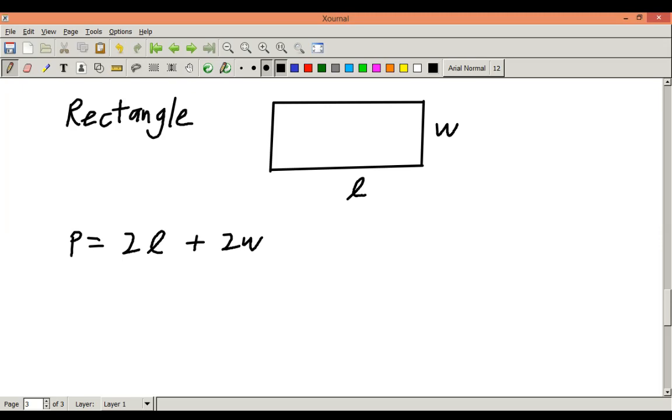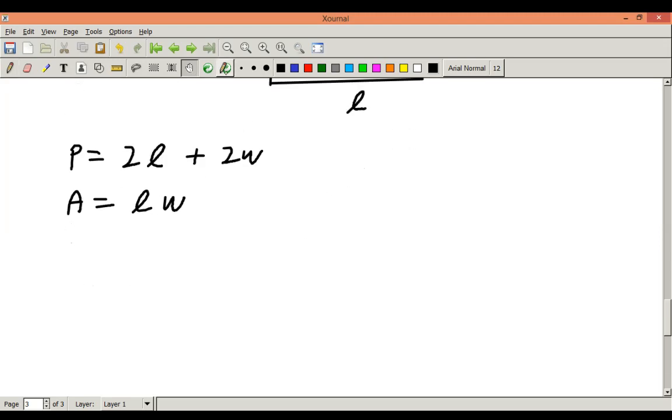So that's going to be your perimeter. And then your area formula for that rectangle is just going to be length times width, like we did on that previous screen, the squares inside the rectangle. So area is length times width. Next shape we'll consider is a square.